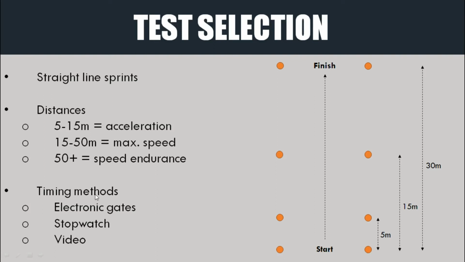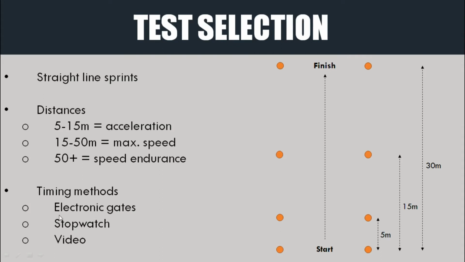And what method we're going to use is going to be dependent on what equipment we have and how long we need. So the best, most and fastest method is going to be using electronic gates, where we basically just have gates set up and they can run through and it gives you an automatic time. Easy to record, fast, and the most accurate. However, if you don't have access to electronic timing gates, then you can use a stopwatch, or you can also use video. So a stopwatch is pretty simple. A coach or a training partner will just start and stop it as the athlete starts and finishes.